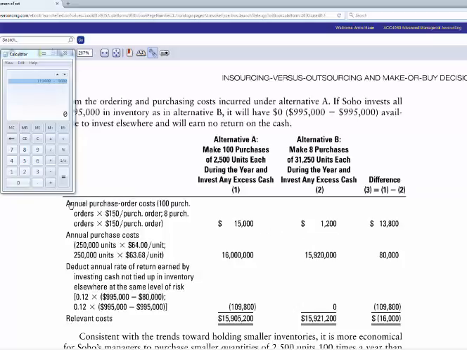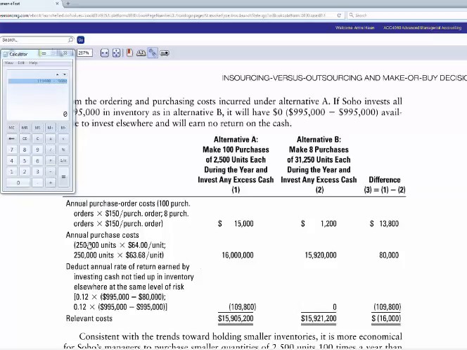First thing we're going to look at is the annual purchase order cost. If we issue 100 purchase orders at a cost of $150 per purchase order, we're going to incur $15,000 just in purchase order cost. On the other hand, under Plan B, if we only issue 8 purchase orders, it's $1,200 total. So $1,200 is cheaper by $13,800 versus the $15,000. So it's cheaper to do Plan B if we're just looking at the purchase orders that have to be issued.